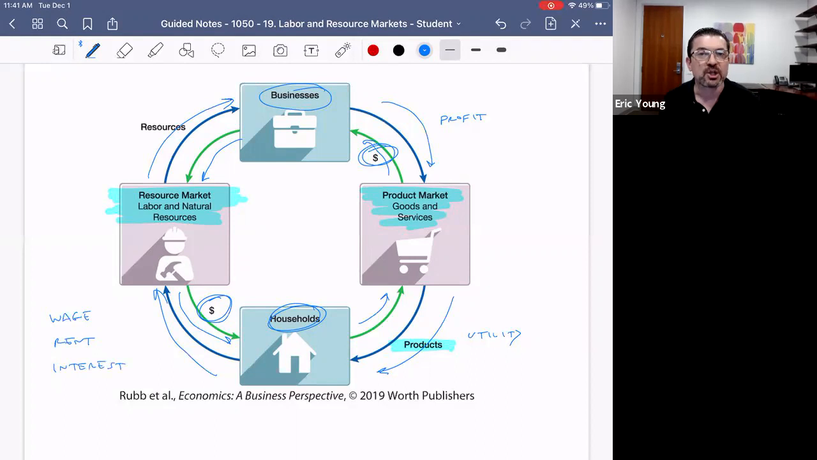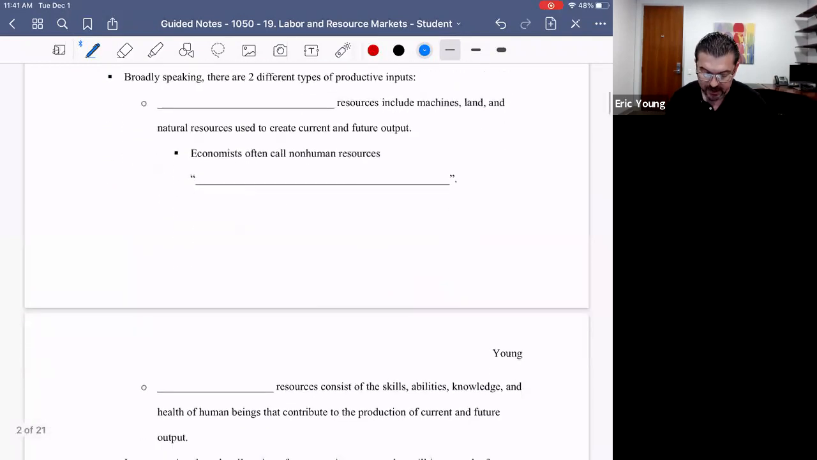We know that wage is the income for labor, and rent is the income for a land resource, and interest is the technical name for the income payment for a capital resource. Okay, so we have these terms, wage and rent and interest, but at the end of the day, all they reflect are forms of income that households receive from businesses in resource markets. And this is the side that we're going to be covering in this lecture series.